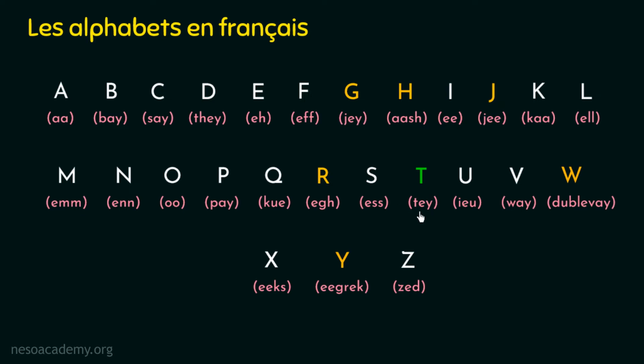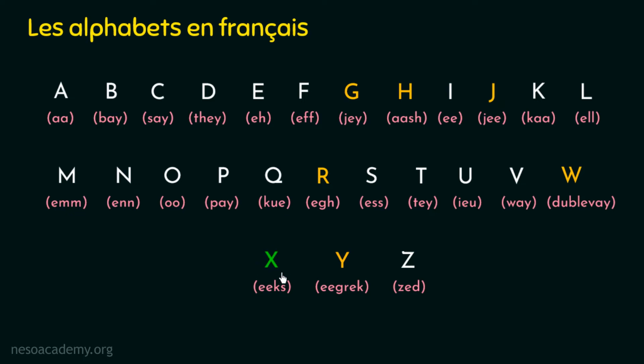T. Alright? The next is U. U. Alright? Now have a look at the 22nd alphabet. In French it is pronounced as V. V. Alright? The next is W. W. Alright?